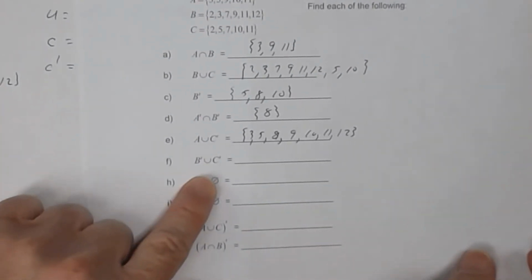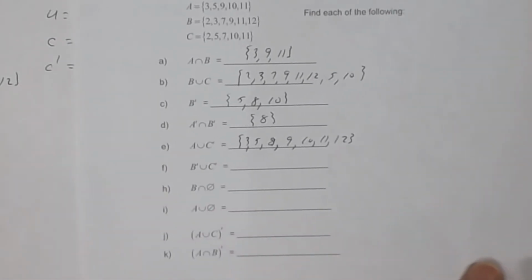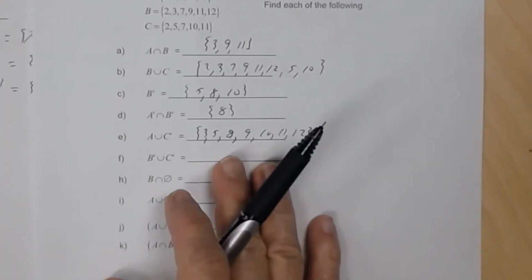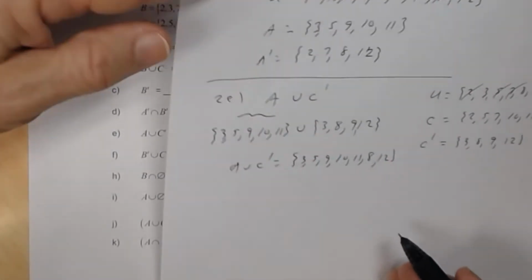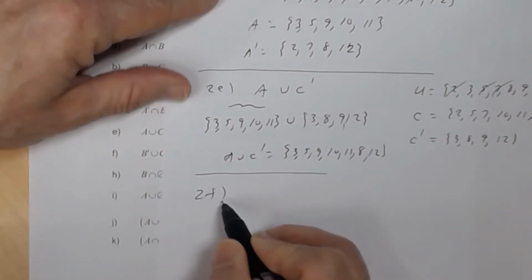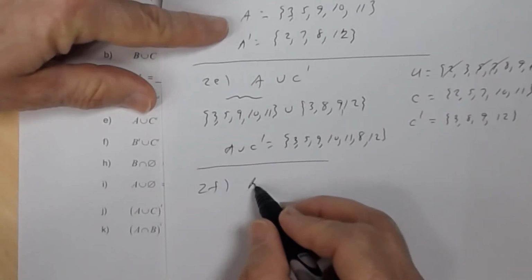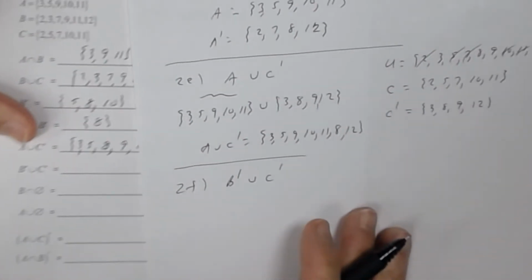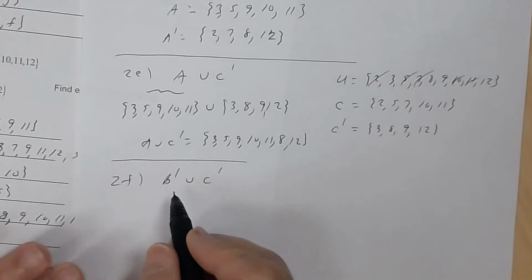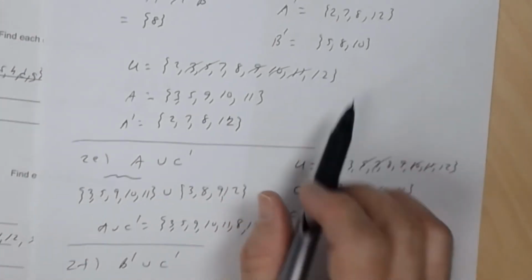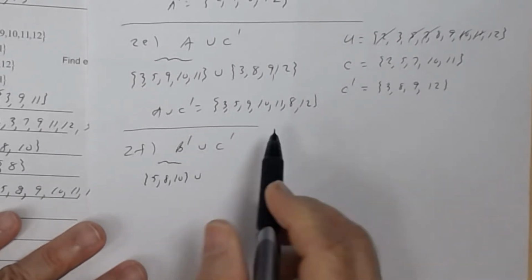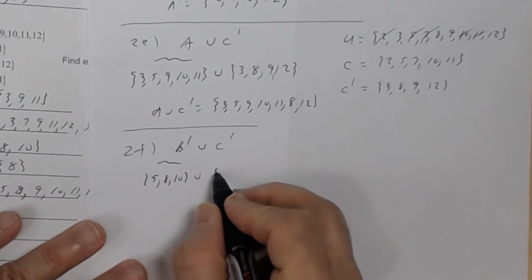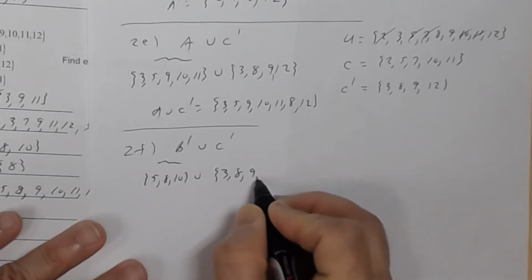Okay, now the next one's B complement union C complement. Based on our work, I can go just to our work. In other words, for 2F, I want to find B complement union C complement. I already found B complement, right? So B complement's this: 5, 8, 10. Union, I already found C complement. C complement's this: 3, 8, 9, and 12.